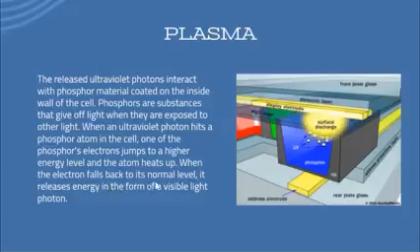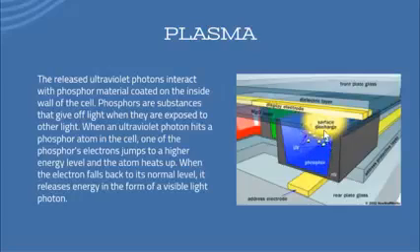When the electron falls back to its normal level, it releases energy in the form of a visible light photon. Okay, so to summarize again, the display and address electrode will create a surface discharge. Once the surface discharge reaches a certain level, it will produce an electric current flow towards the cell.